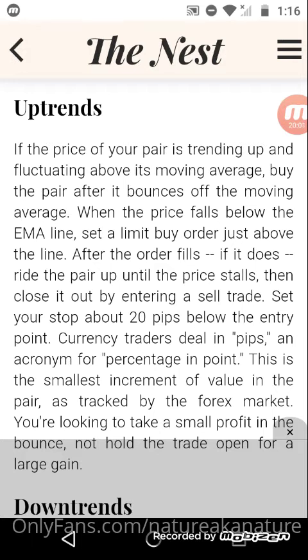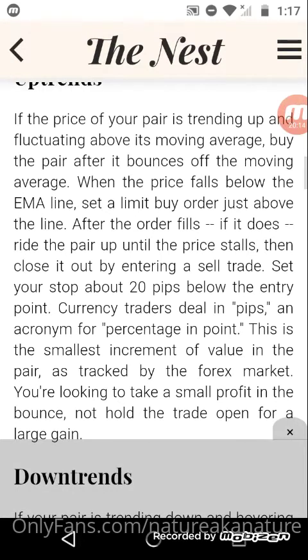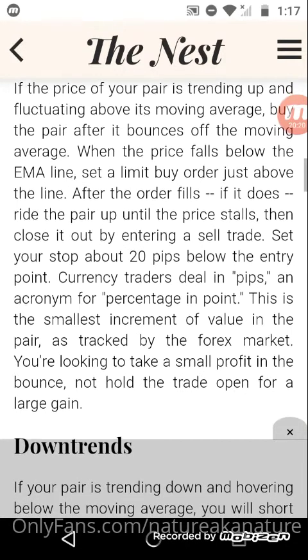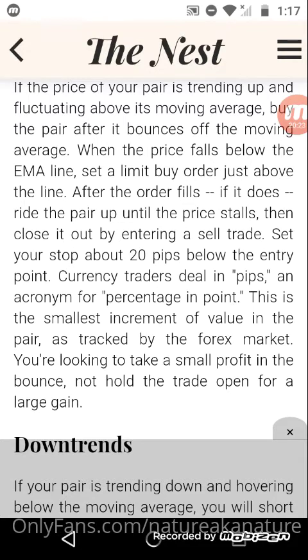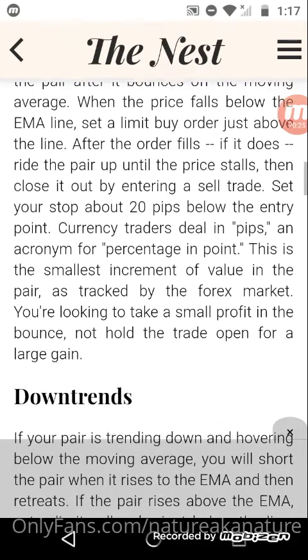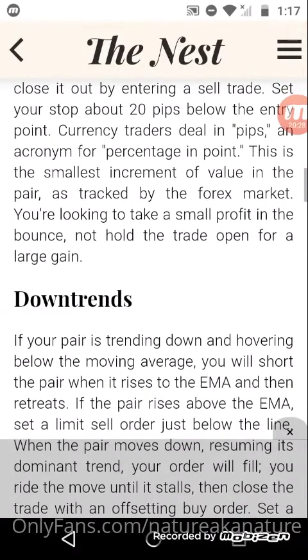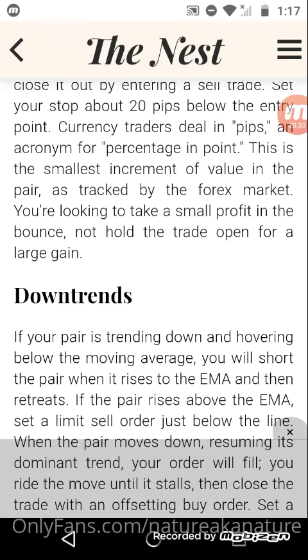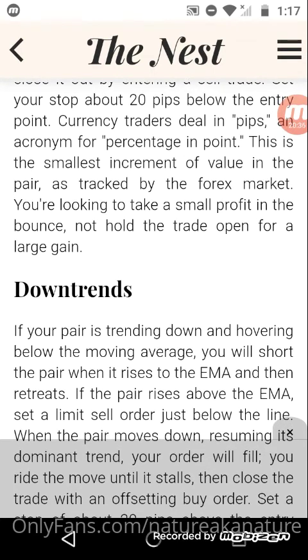As far as the downtrend, you're looking to take small profits on the bounce, or hold the trade open for large gains. Like I said, this is more for scalpers. If you're looking to make some profits on the bounce back for the next 45 minutes to an hour, you might be in that trade. Scalpers constantly do that throughout the day until about 5 o'clock. It's small profits that you keep doing over and over, which adds up to a large gain.